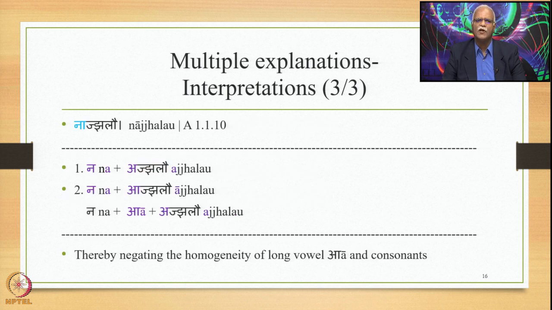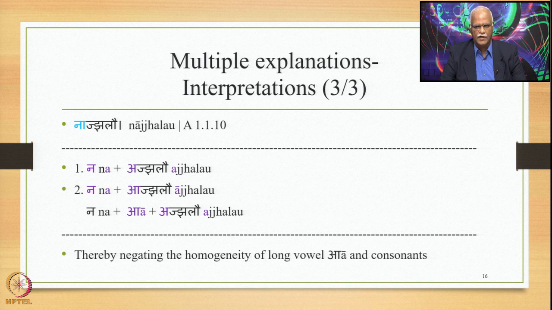And we have an example within grammar, namely the Sutra Najjhalau. And how the later Paninian grammatical tradition splits this na, especially a, into two constituents. Generally, we would assume that na jhalau, this a, can be split into na plus a jhalau. But we also can split it as na plus a jhalau, and this a can be split as a plus a. So we can derive na plus a plus a jhalau. So this A is an additional element that we get out of this particular splitting, and thereby negating the homogeneity of long vowel A and consonants is possible.